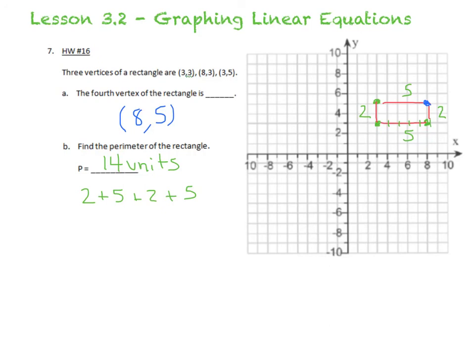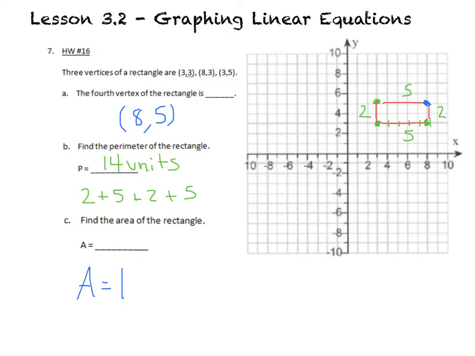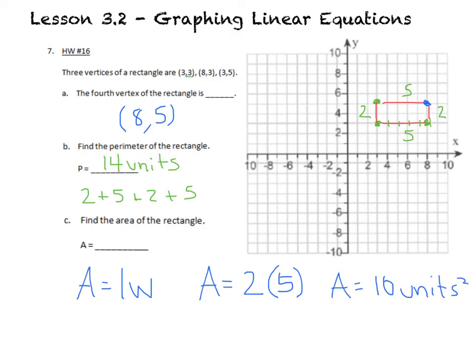Finally, part C says find the area of the rectangle. Area of a rectangle is probably the first formula you learned in middle school when it came to area formulas, and it is area equals length times width. So in this case, as you've heard dozens of times, we will substitute and we will solve. So area equals 2 times 5. Area equals 10 units squared. And that's our final answer.